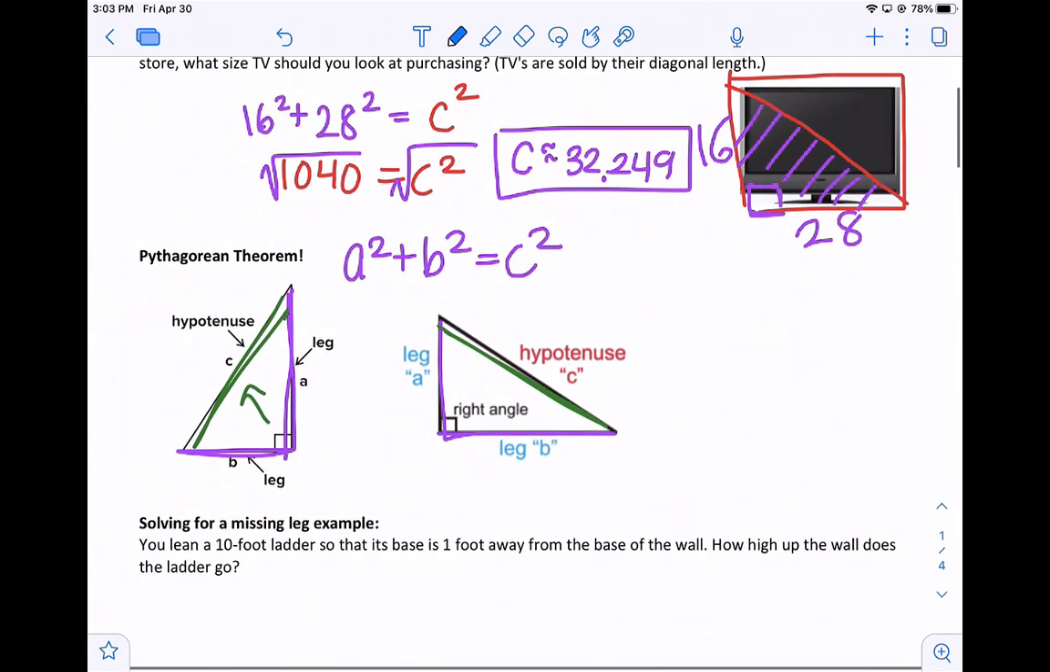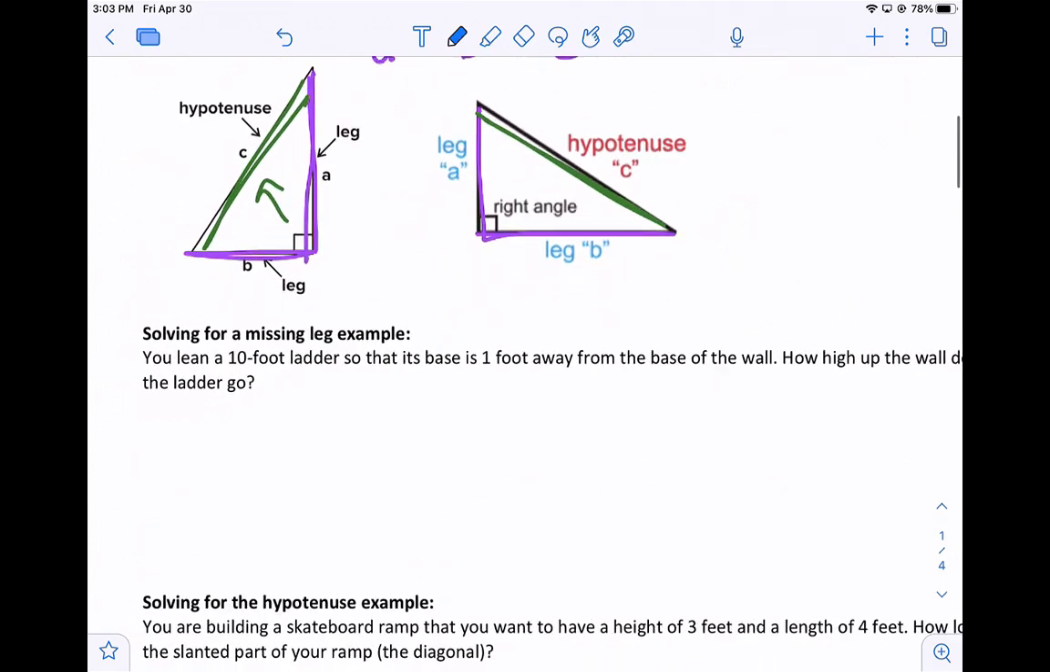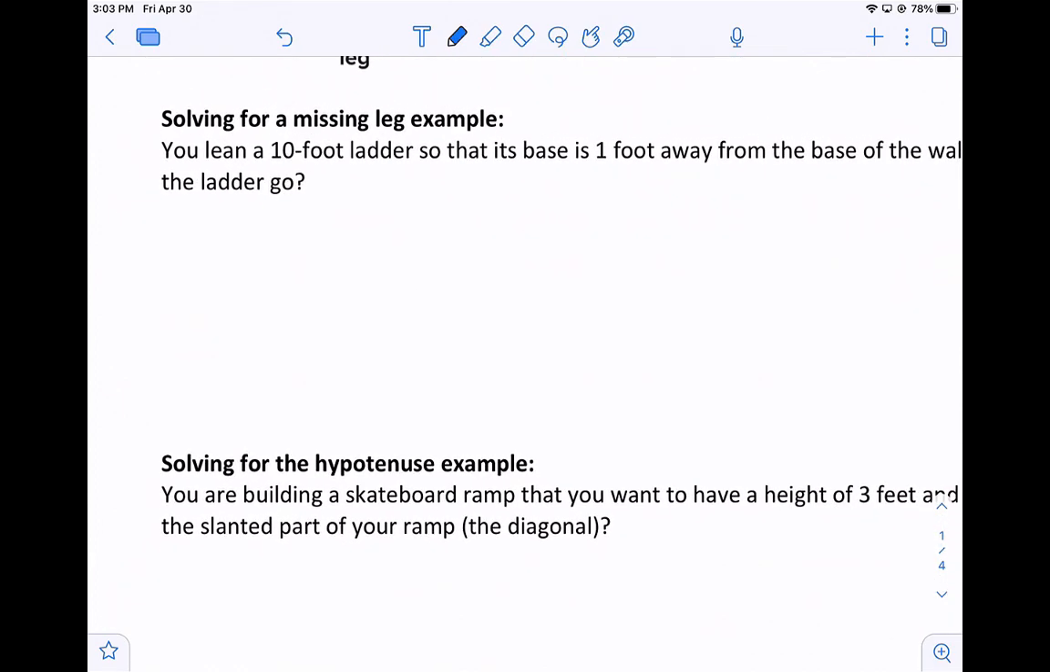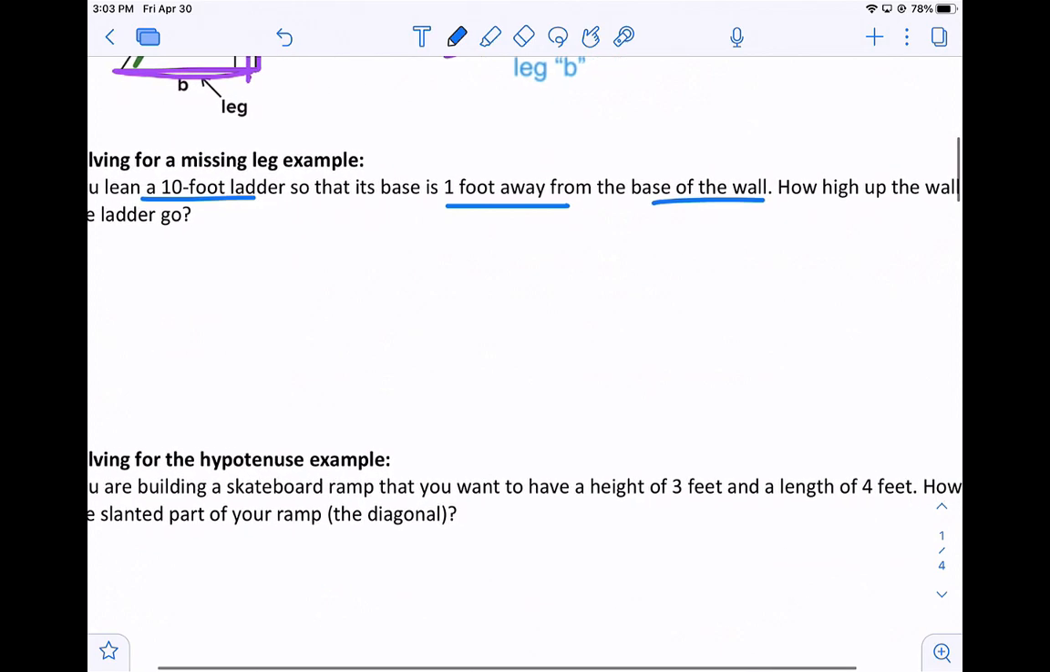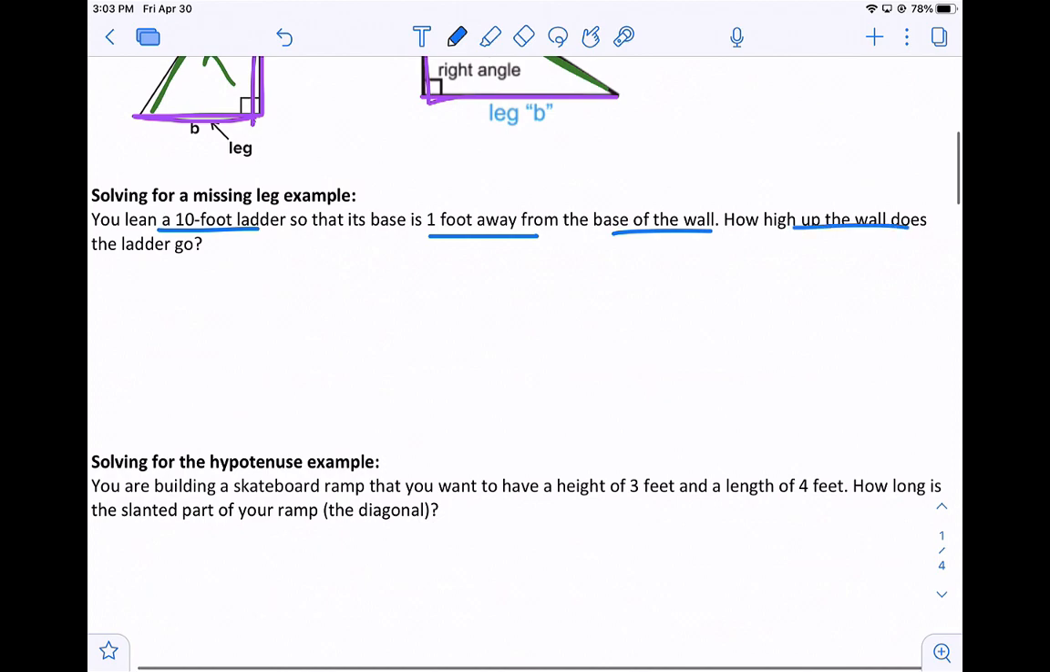So again, our goal today is we'll be reviewing this Pythagorean theorem, solving for a missing side if you're given two sides of a right triangle, and then we'll start taking a look at our intro to trig. So here's our next example. You lean a 10-foot ladder so that its base is 1 foot away from the base of the wall. How high up the wall does the ladder go?